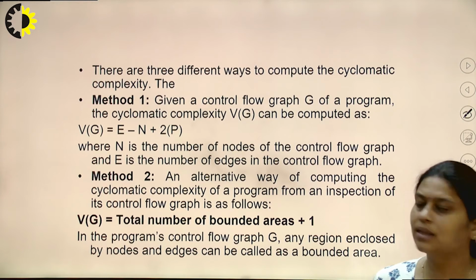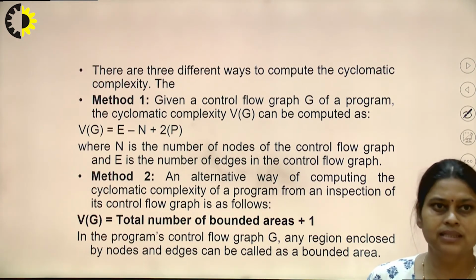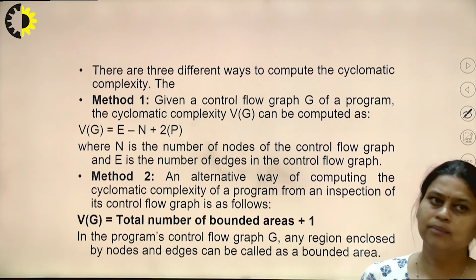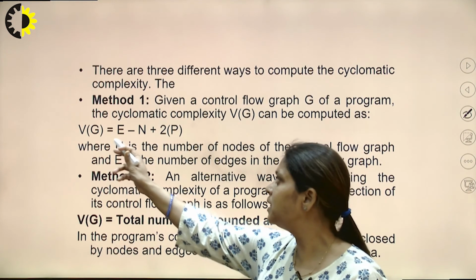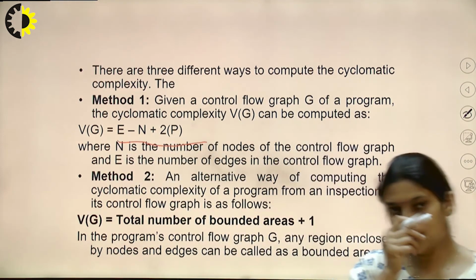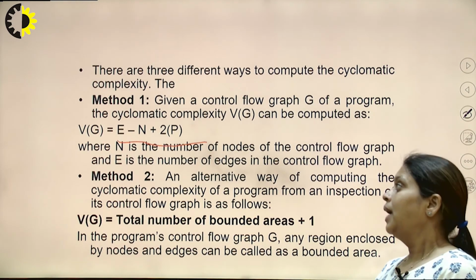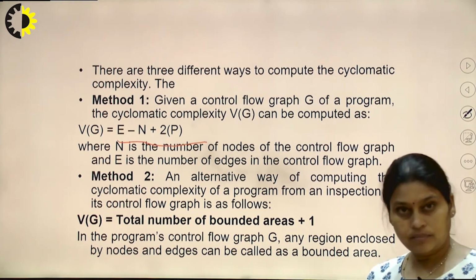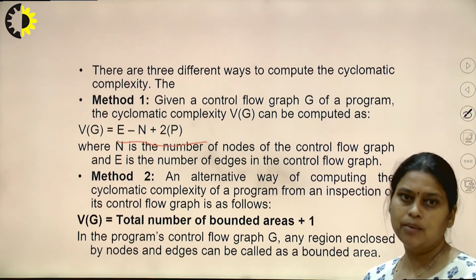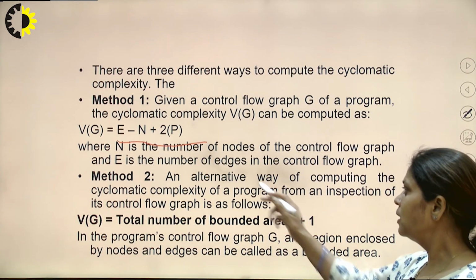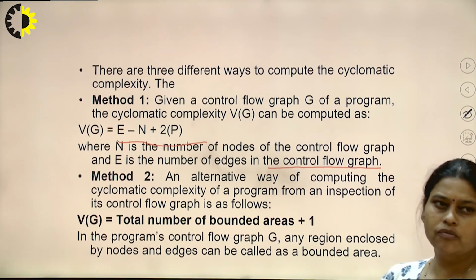So, these are various methods for calculating the cyclomatic complexity for the given program. The first method is given a control flow graph. If the control flow graph of a program is given, then the complexity can be computed as Vg is equal to E minus n plus 2p, where E is the total number of edges, n is the total number of nodes, and p is the number of connected components in the program. So, E is the number of edges in the control flow graph and n is the total number of nodes.